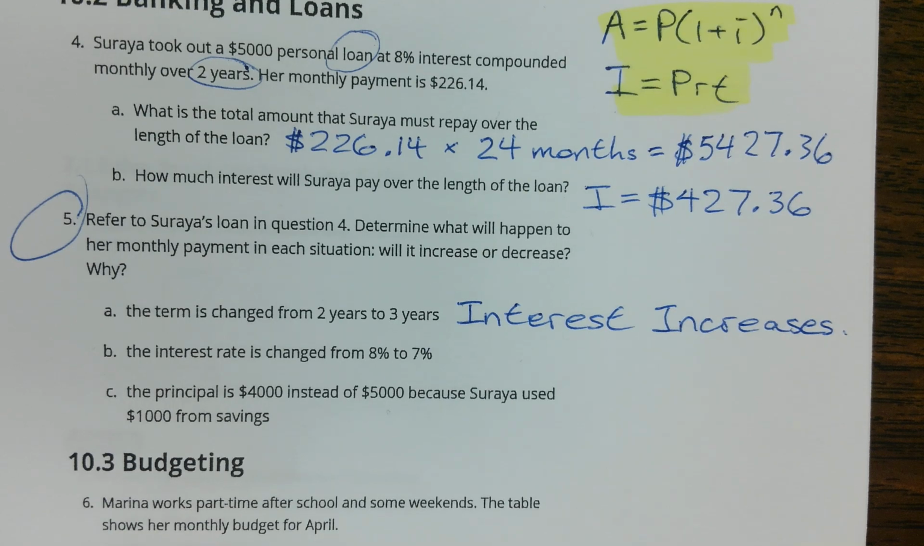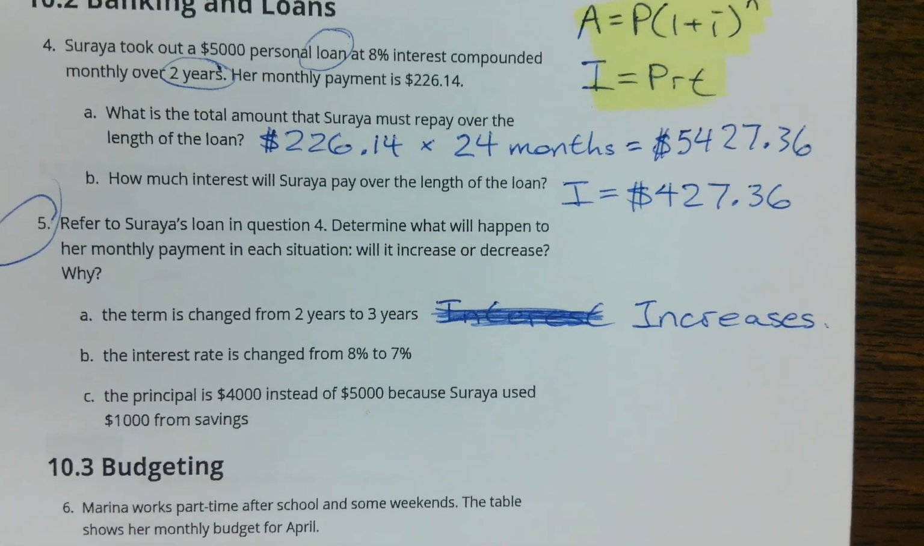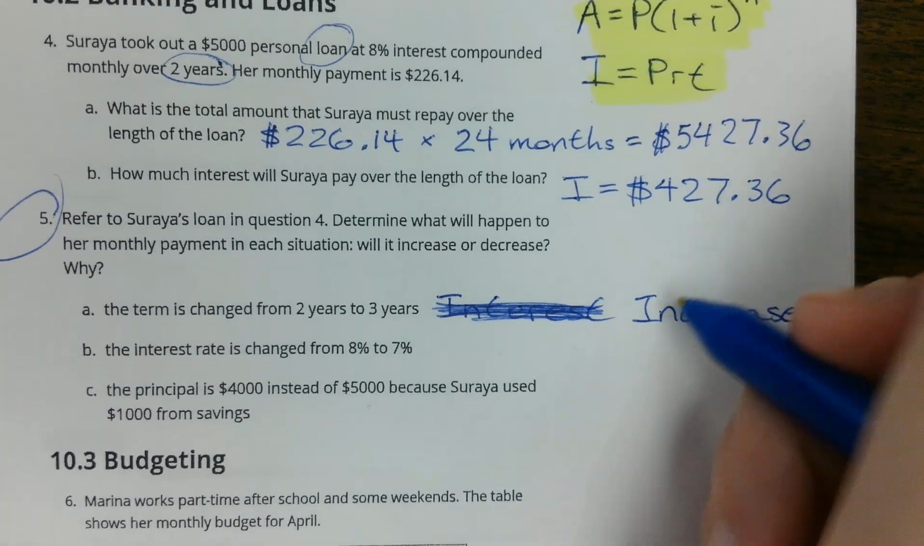What will happen to her monthly payment? Oh yeah, so it will increase. It will increase her monthly payment. Oh wait. No. This is a tough question. Determine what will happen to her monthly payment in each situation. It will actually decrease. Yeah. So the question is worded tricky.